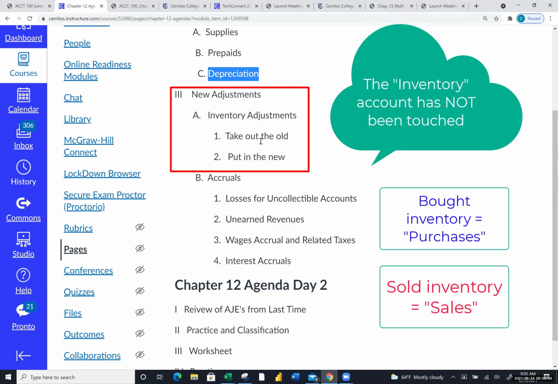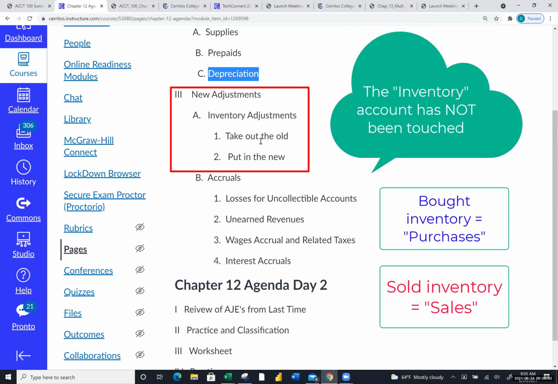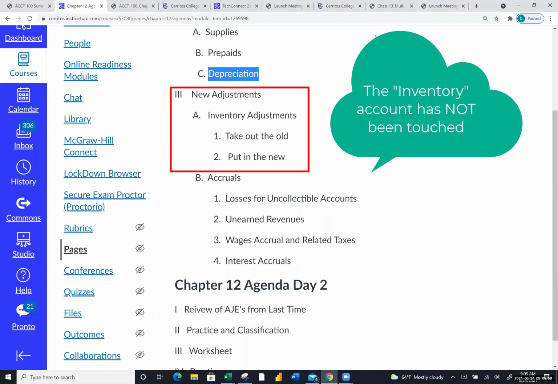And so what that means is the beginning inventory that's sitting in there is from last year. And so we need to make an adjustment, and we're going to do it in 2 steps. We're going to take out the old and we're going to put in the new. And again, I want to give you a big picture overview of why we need to do that.